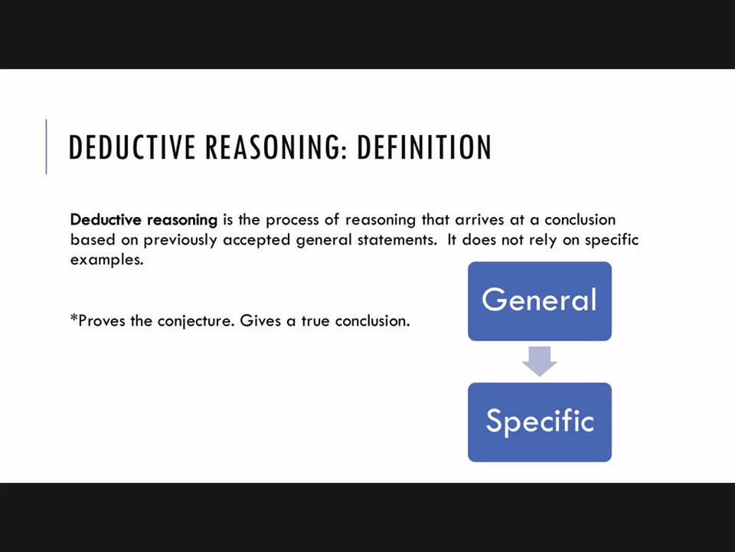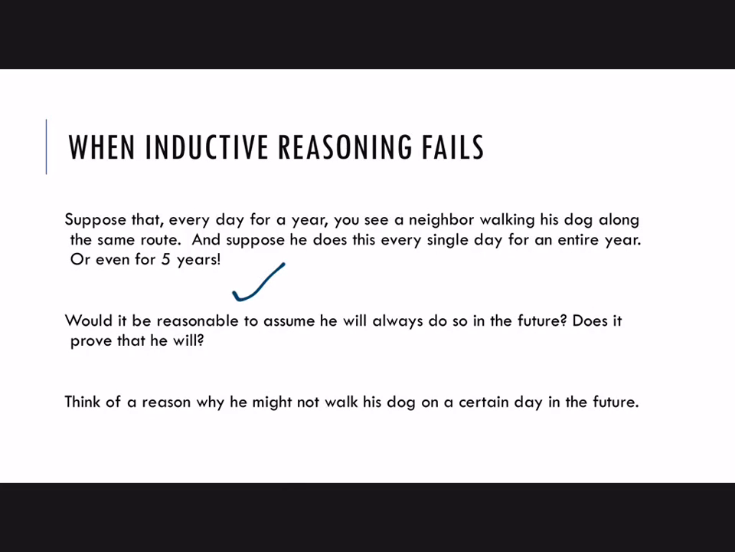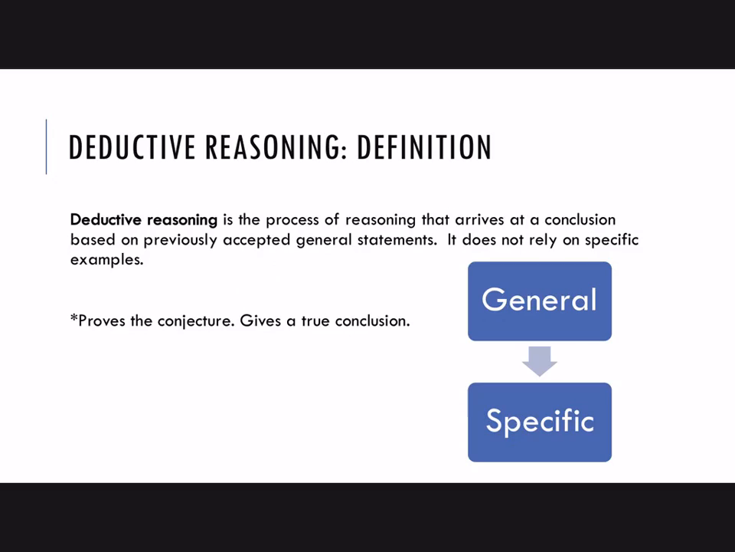So here's our definition of deductive reasoning. Because we have this inductive reasoning that's helpful in making guesses, but it doesn't necessarily give us true facts all the time, then we have another type of reasoning that we do use to arrive at true statements. And this is deductive reasoning. It's the process of reasoning that arrives at a conclusion based on previously accepted general statements. It does not rely on specific examples. This type of reasoning does prove the conjecture, and it does give a true conclusion.